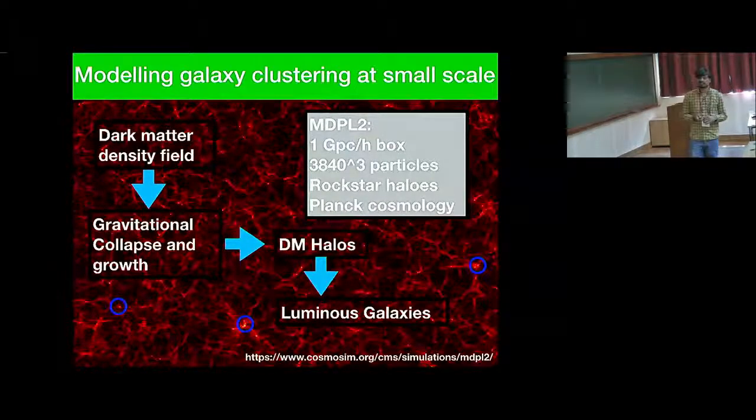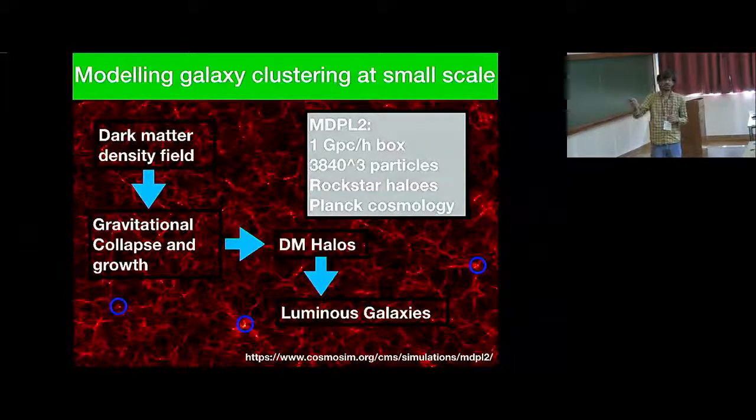I'm using this particular one, MultiDark Patchy Planck cosmology, which is a gigaparsec box. And these dark matter simulations essentially follow the dark matter density field through gravitational collapse and growth, and you end up with a dark matter halo catalog. Now you want to figure out how galaxies are populated in this dark matter halo catalog and see if you can measure this clustering with any sort of simplified model in there.